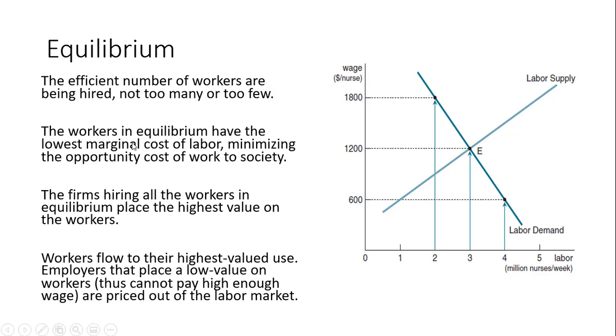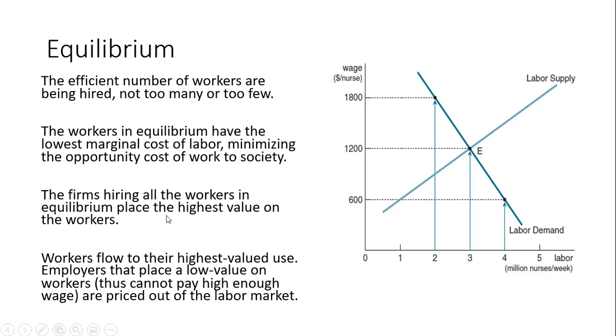In equilibrium, the workers have the lowest marginal cost of labor. So notice here in equilibrium, the workers that are being hired, on this first half of the labor supply curve, these are the workers in the labor market that have the lowest marginal cost of working. We're not hiring any of these workers up here that have a very high marginal cost of working. So this is a nice feature. Who are the workers that are working in a competitive labor market? It's going to be those workers that can provide their services at the lowest marginal cost of labor.